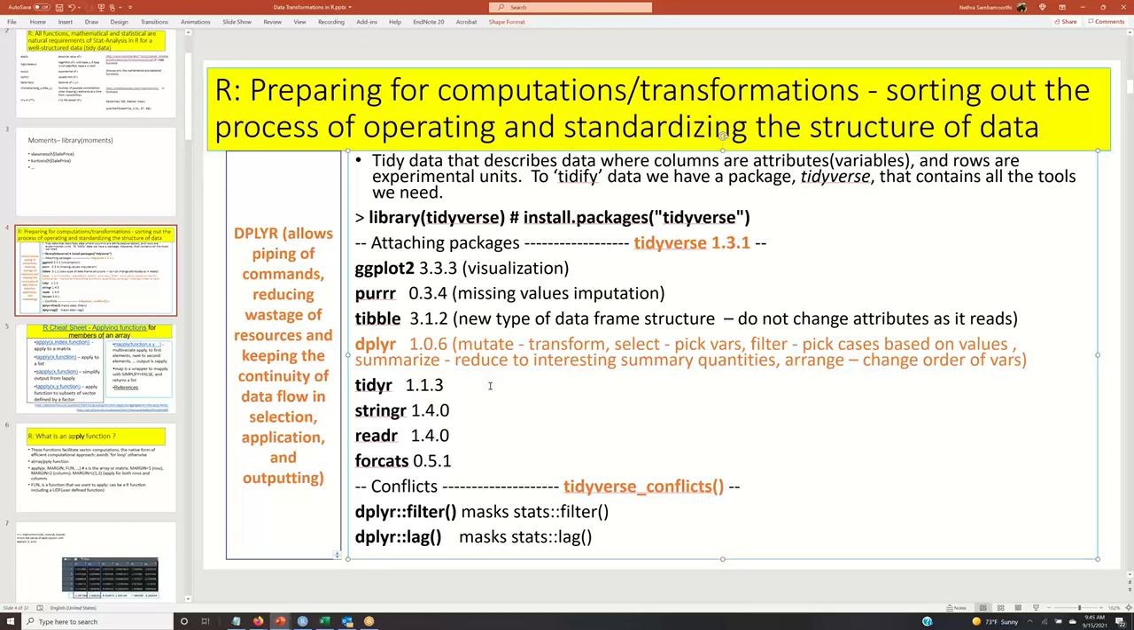So dplyr allows pipe. The other thing, this is where I'm talking more and more about the simplicity of the code, the syntactic sugar of the code, is that dplyr allows piping of commands. I'm going to show you something about it, reducing wastage of resources and keeping the continuity of data flow. So from one step to another step, you don't want to think about what I did, what I did not do, because with the piping commands, we are able to do step one, step two, step three, step four, and then eventually from step one to step 10, the output that you want, you will get it. No interference in between.